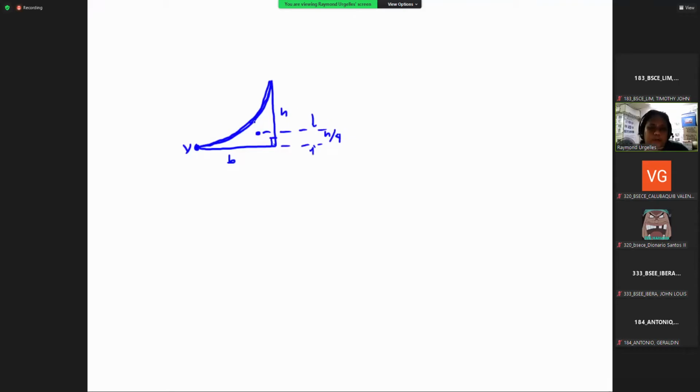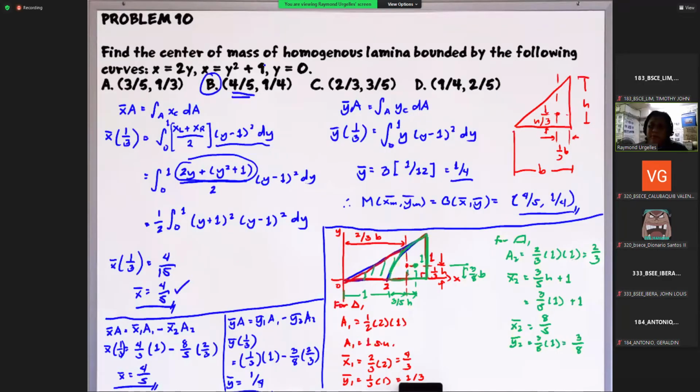Then its distance from the height, for the centroid, is 3 over 10 times the base. Got it? Any questions about this? You can also memorize this if you like, so that when you encounter a spandrel, you can use the direct formula. Any questions so far? Okay? That's it for our center of mass.